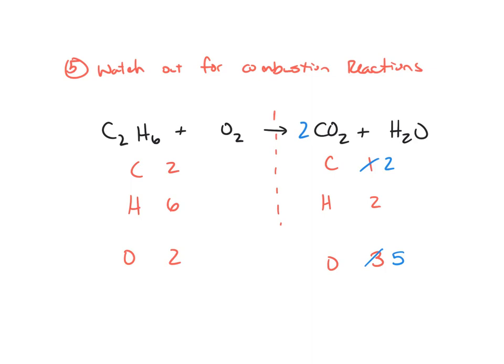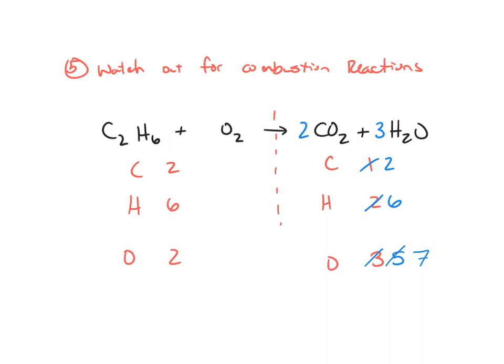Now I'm going to tackle these hydrogens. And 2 goes into 6 nicely 3 times. So I'm going to put a 3 here. Oh, just kidding. I'm going to put a 3 over here to make this 6. And now I'm also going to readjust my oxygen count. So count them again. 2 times 2 is 4 plus 3 times 1. And 4 plus 3 is now 7.